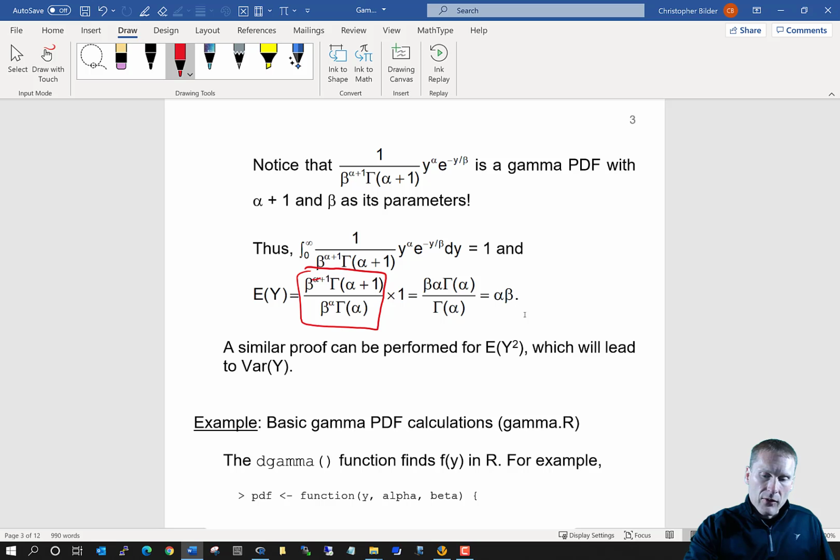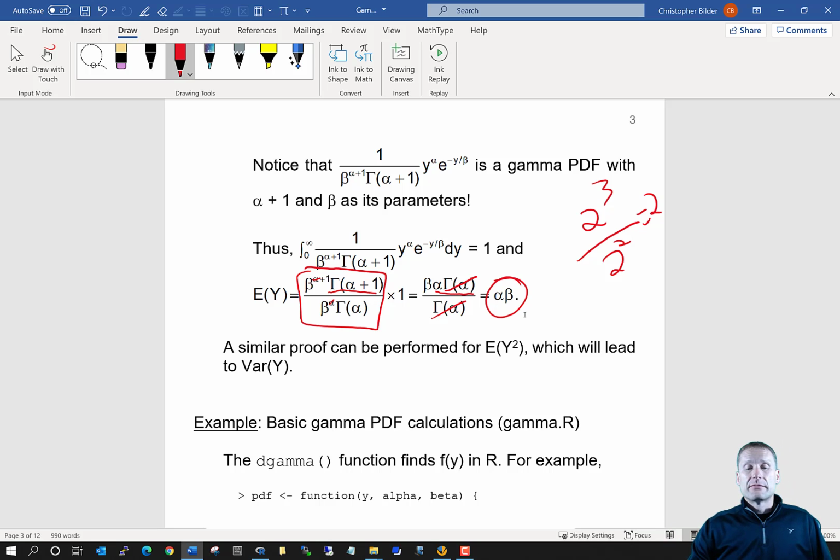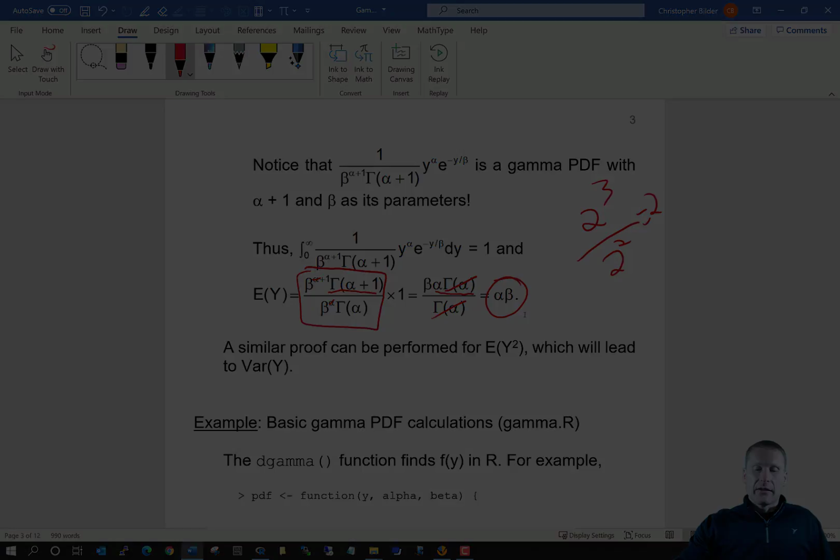This alpha there crosses out with that alpha. So it's like saying, let's say, 2 to the 3 over 2 to the 2 is equal to 2. And then this gamma of alpha plus 1 divided by gamma of alpha. Now I use one of these properties that I mentioned before. This gamma of alpha plus 1 can be simplified to alpha times gamma of alpha. Once I do that, I cross that out, and I'm left with just alpha times beta. You can do a similar proof for the expected value of y squared. And once you do that, then you can get the variance.